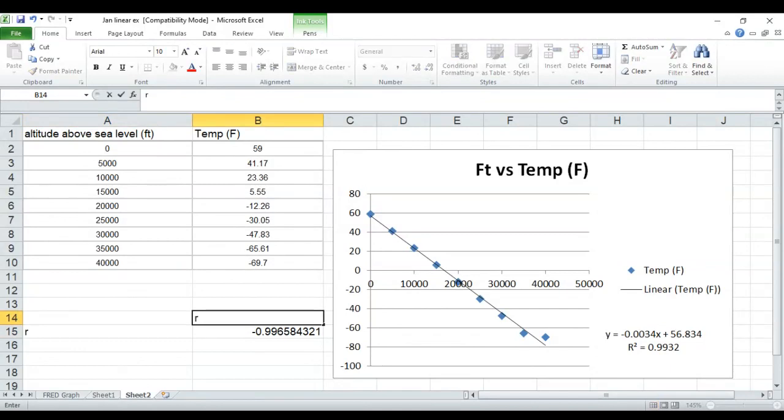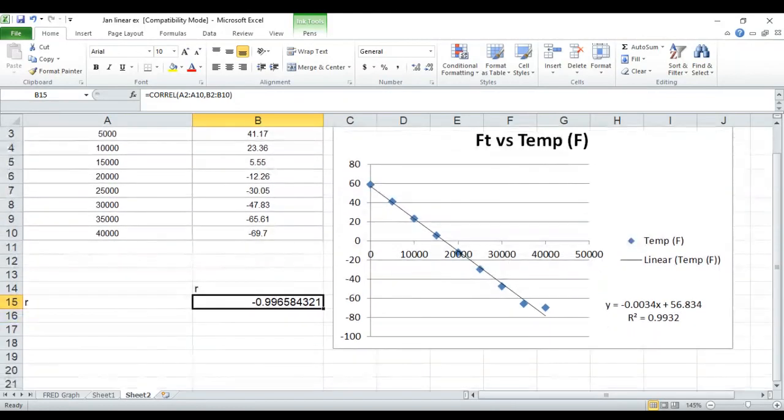I'll put little r over here. Little r, which is the correlation coefficient, is negative. And the only reason it's negative is because the graph is decreasing. So r has the same sign as the slope. Notice our slope here, 0.0034, is negative, and that's because our line is decreasing. But again, r is really, really close to -1, which means it's almost a perfect fit.